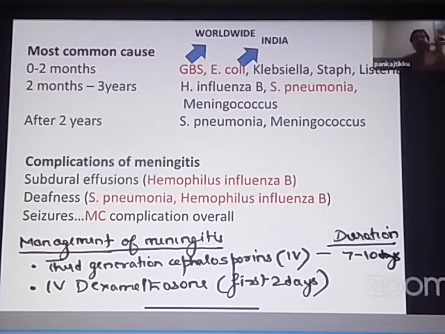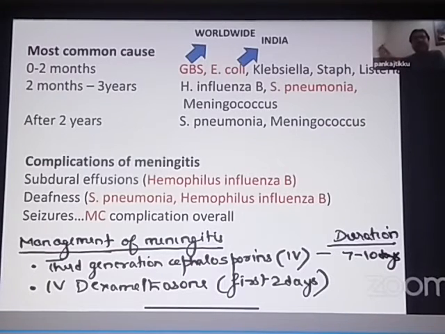So because it is a gram-negative meningitis, say the isolated organism is E. coli, the treatment duration will be 3 weeks. Otherwise, in all other cases, the treatment duration is about 7 to 10 days. So which is the only condition in which treatment duration is 3 weeks? It is meningitis caused by gram-negative bacteria.